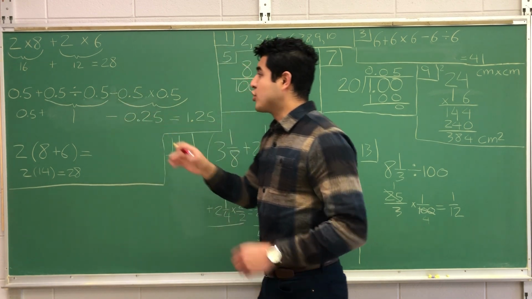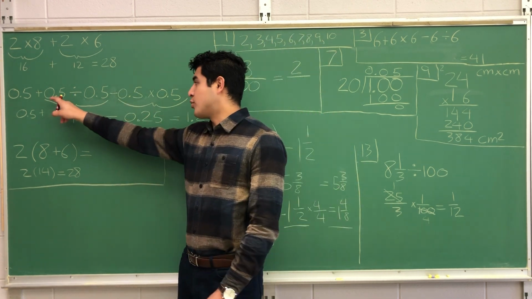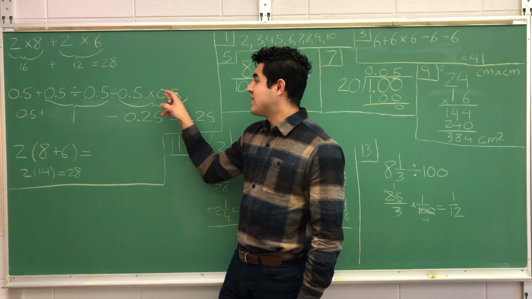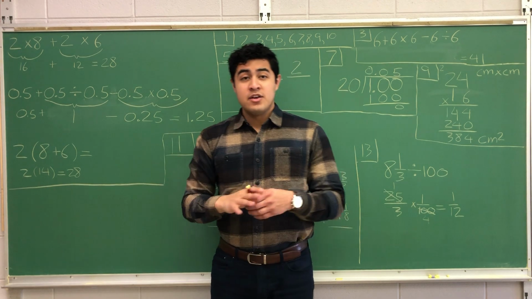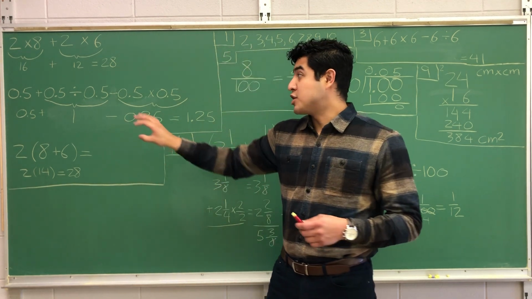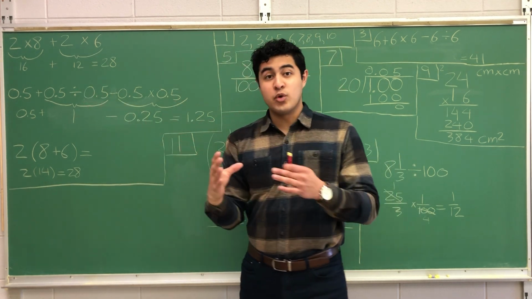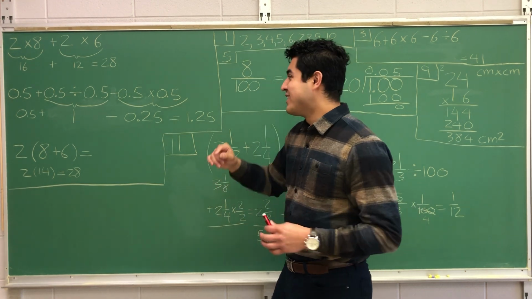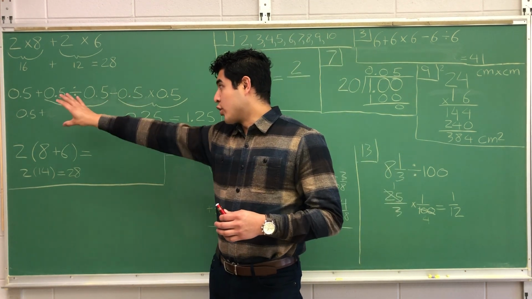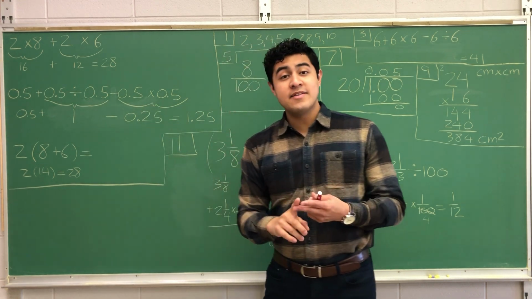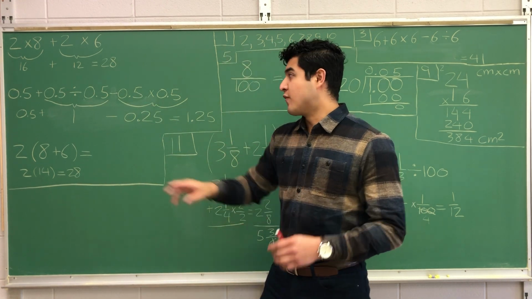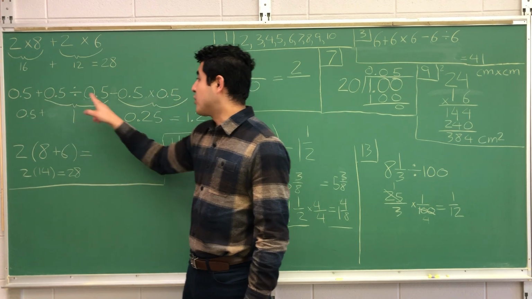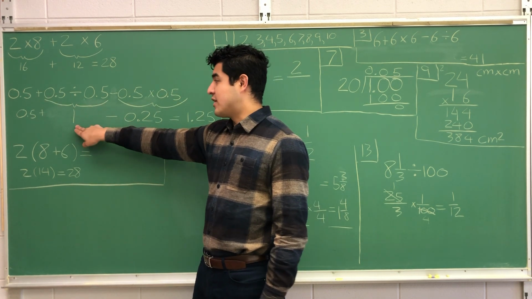Another example, we have 0.5 plus 0.5 divided by 0.5 minus 0.5 times 0.5. Here in this expression, we have all the operations in one expression, and this is a really good example. That's why it's in the book. We're working from left to right. We need to multiply and divide from left to right first. So before I add 0.5 to 0.5, I have to divide 0.5 by 0.5, which gives me a 1.